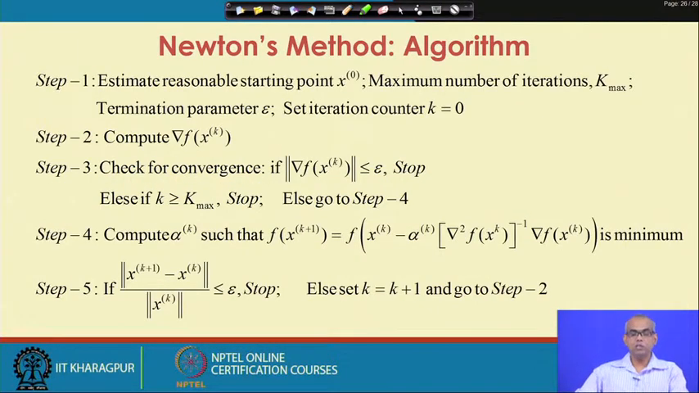So, this is the algorithm for Newton's method. In step 1, we estimate a reasonable starting point x 0. We define the maximum number of iterations k max. We define the termination parameter epsilon, a small value, and we set the iteration counter k equal to 0.